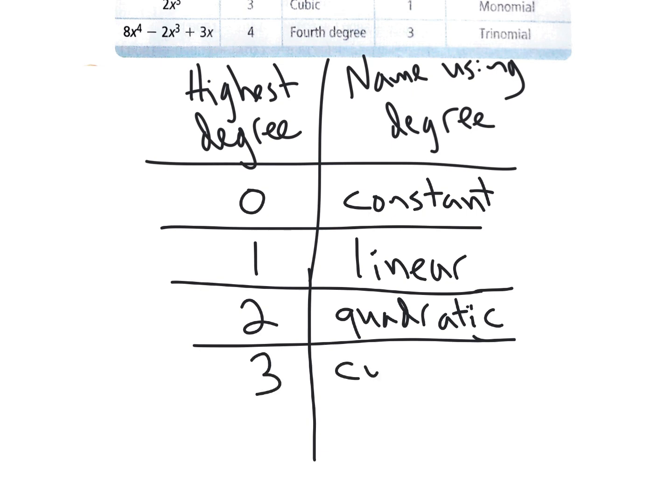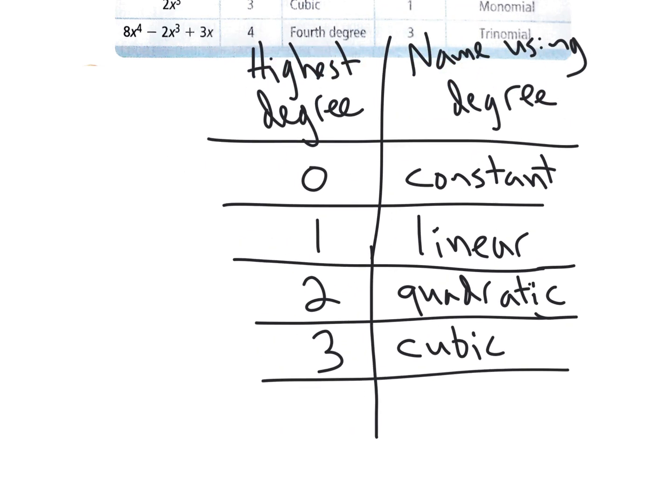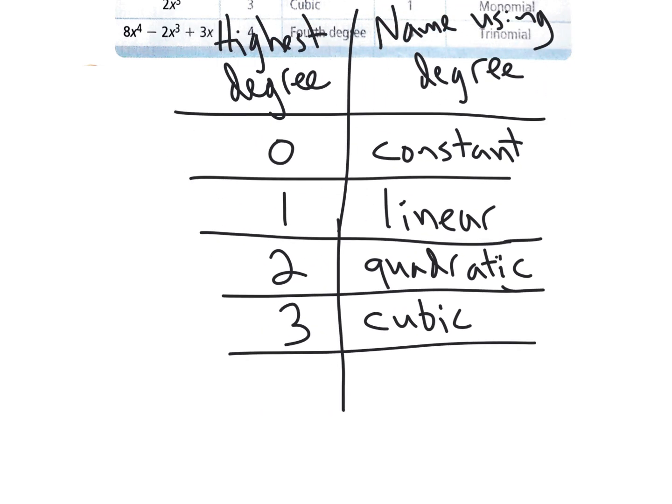Degree 3 is called a cubic equation. Cubic, like the third degree, like a cube has 3 dimensions. Beyond that, we don't have special names. So if we have 4, that's just called the 4th degree. If we have something with the 5th degree, we just call it 5th degree.